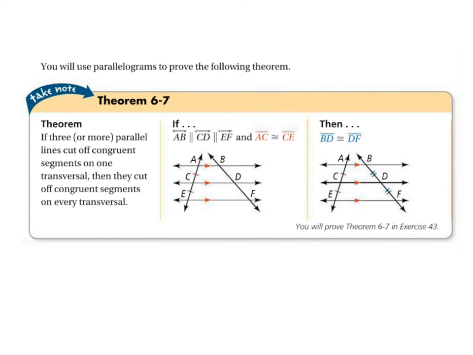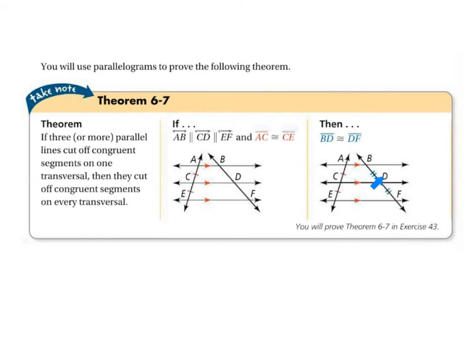Okay, one final theorem here, and this one's pretty cool. You can see 3 or more parallel lines. If you cut them by a transversal and you get equal measure segments here and here, okay, if line AB is parallel to line CD, which is parallel to line EF, and you know that AC here is congruent to CE, then that means that this is going to be equal portion here, and any other transversal is also going to have the same feature.